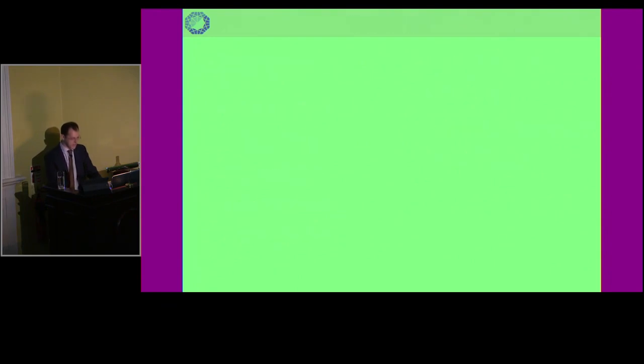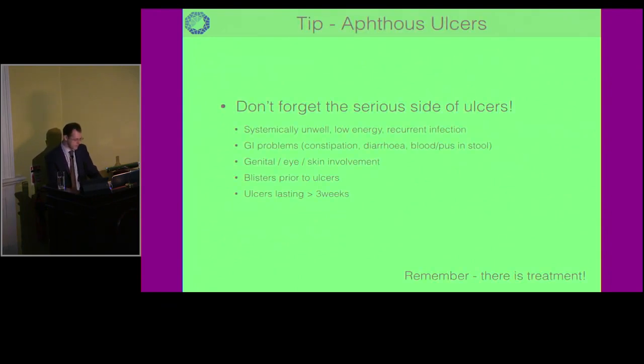So the first tip, if you like, for these 5 topics, 5 tips, is not to forget those serious underlying causes that are rare in aphthous ulcers, but need to be ruled out.